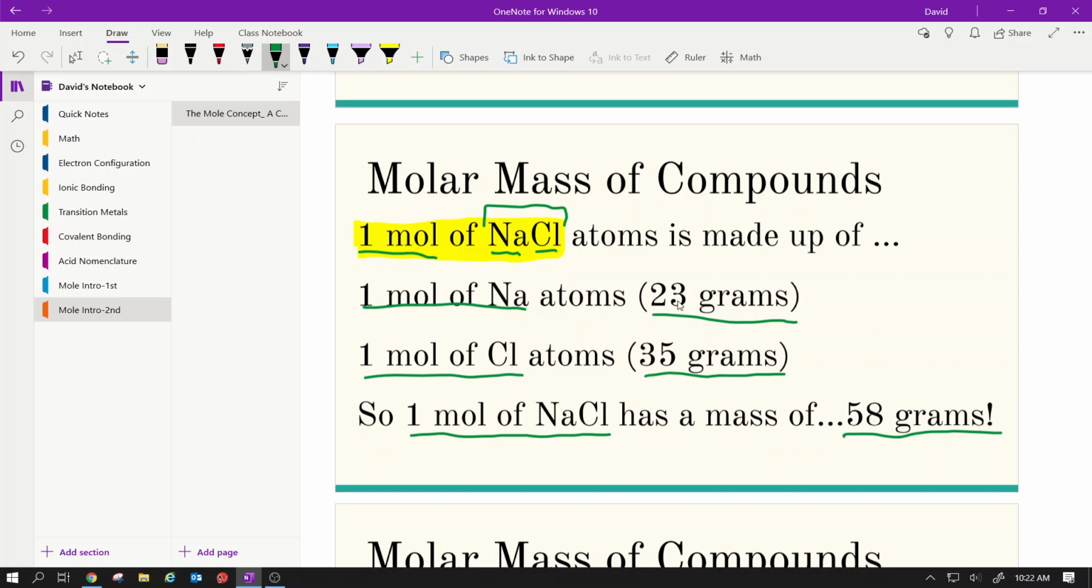Mr. Willis, where did 58 go? 3 plus 5 is 8. 2 plus 3 is 5. We didn't even have to carry the 1. All right, so let's copy that slide. Be sure that we understand that.